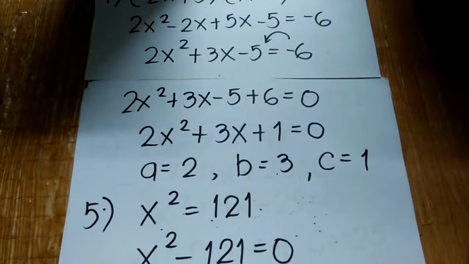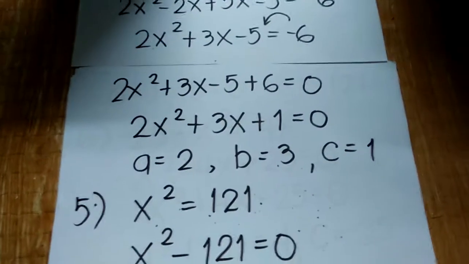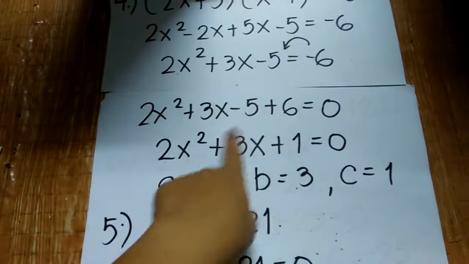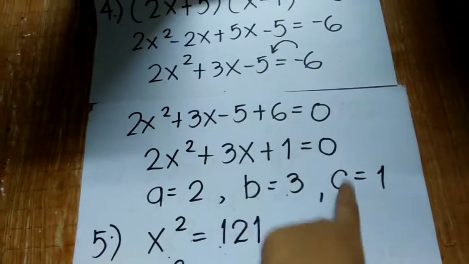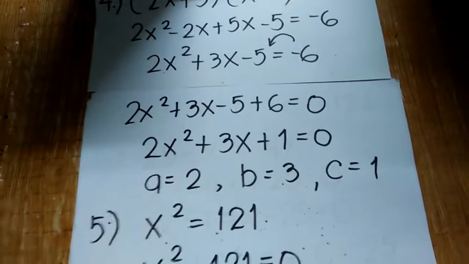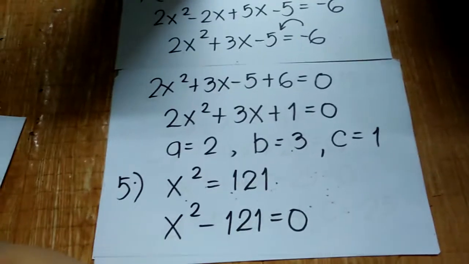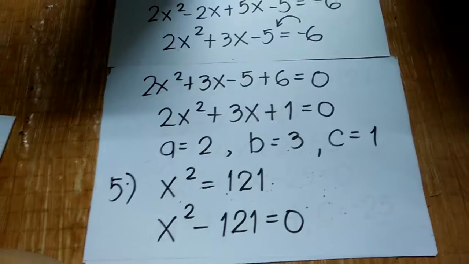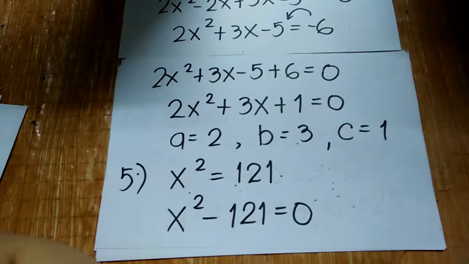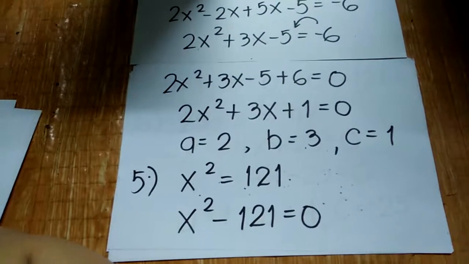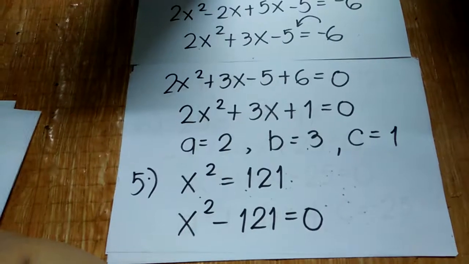Pwede na natin ngayong i-identify yung A, B, and C. A is 2, B is 3, and C is 1. Okay? Next, number 5. x squared is equals to 121. Nakaayos na ba siya in standard form? Hindi pa rin, kasi hindi siya naka-equal to 0.